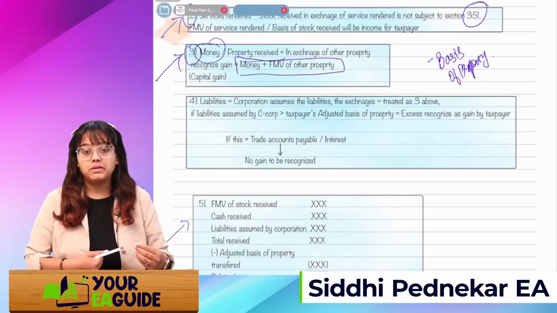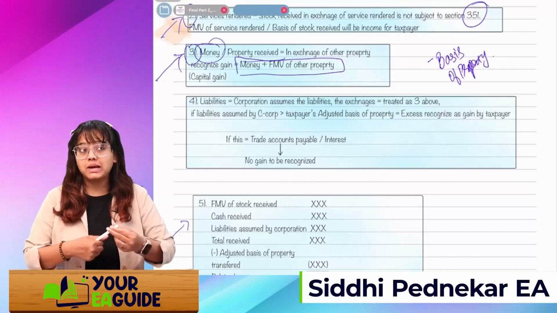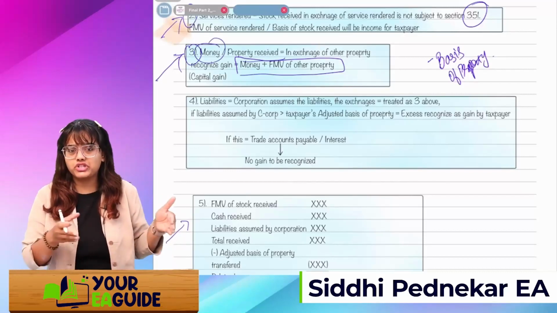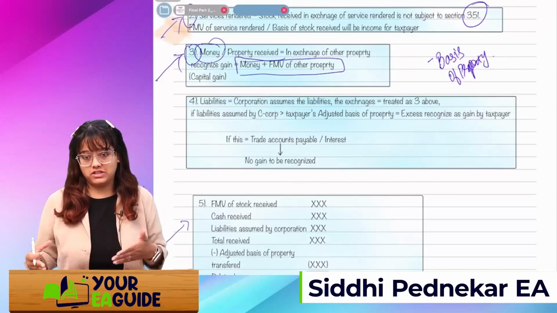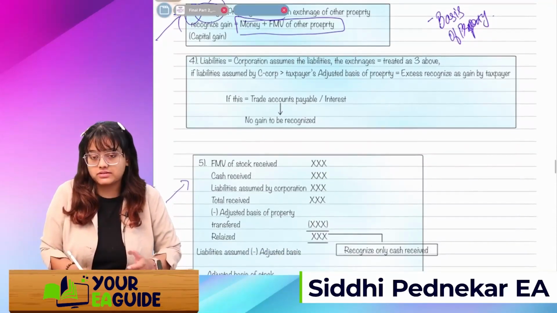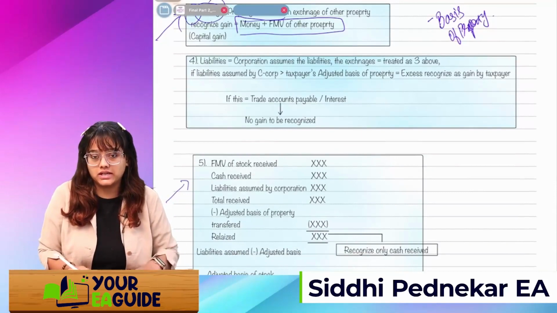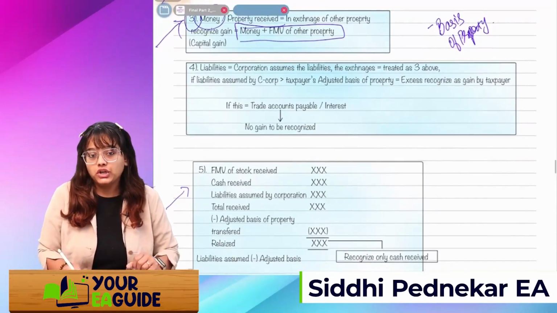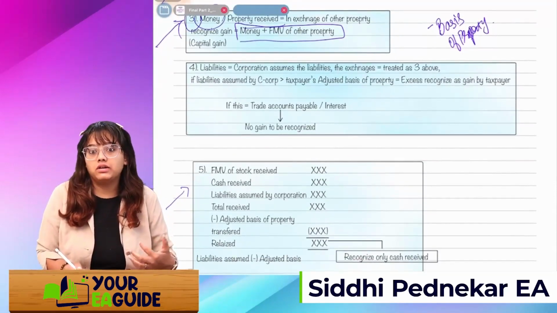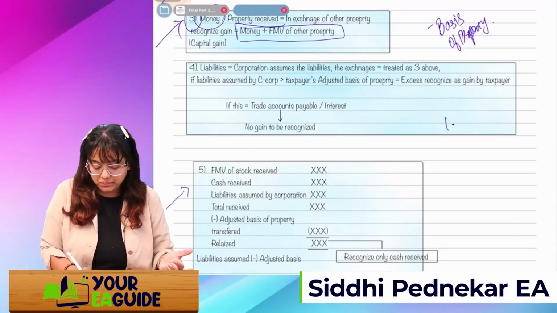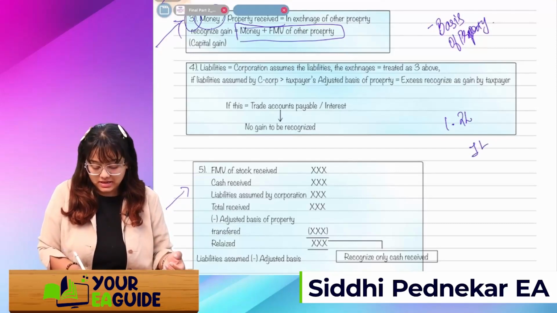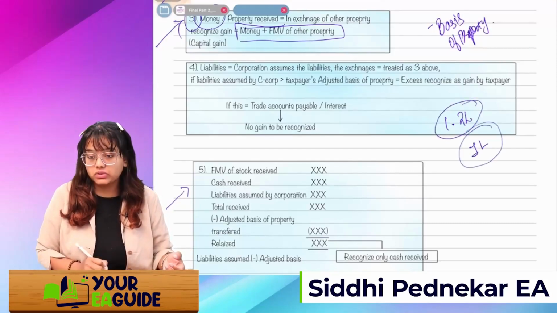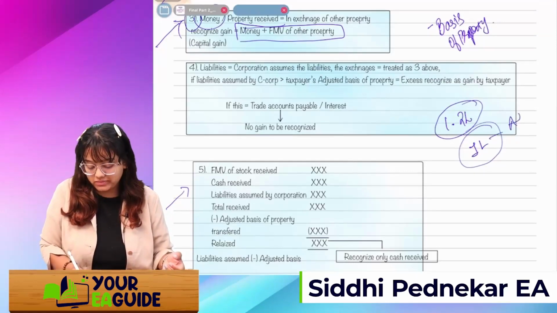Okay. If liability is assumed by the corporation, now here we'll compare. If the corporation is assuming a liability which is more than the taxpayer's adjusted basis of property, it might happen with a depreciated asset, for example plant and machinery, which has a liability of say 1.2 lakh, and the basis in the property is just 1 lakh. It means the liability is more as compared to the adjusted basis. What do you mean by adjusted basis?